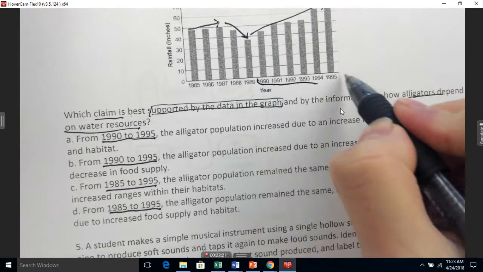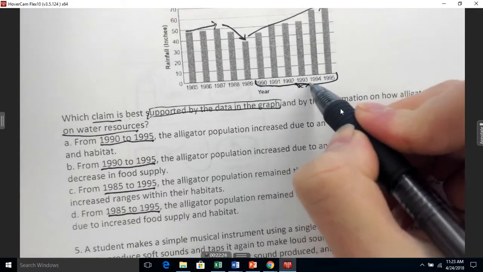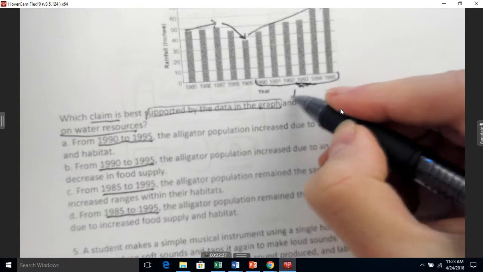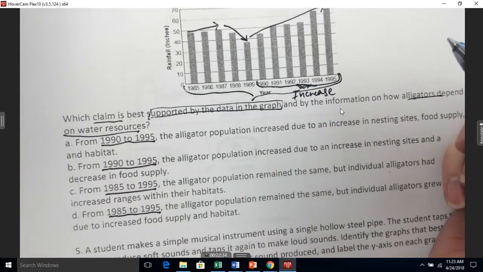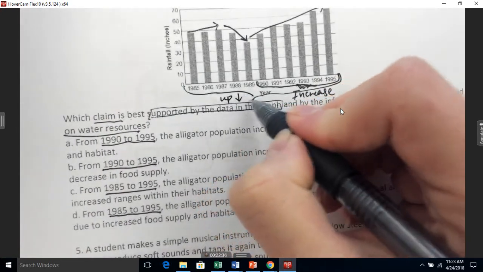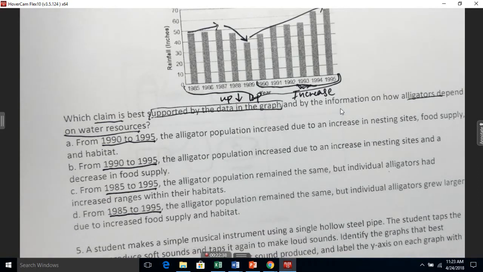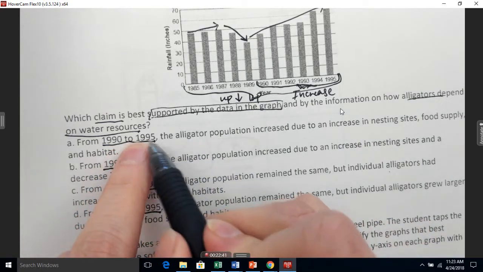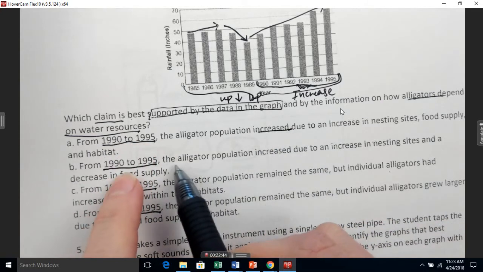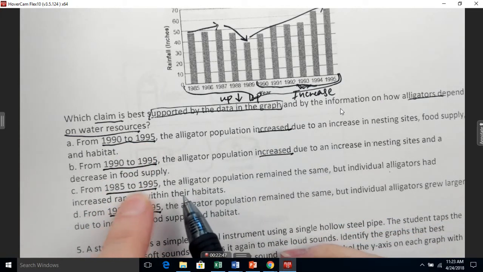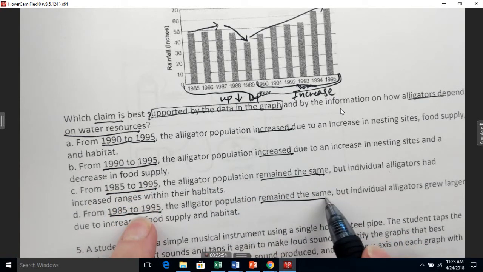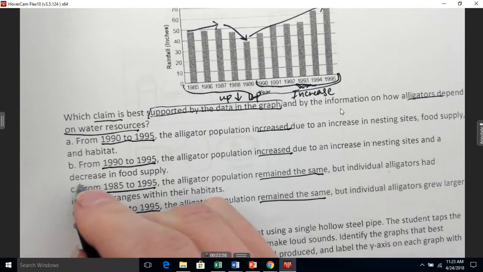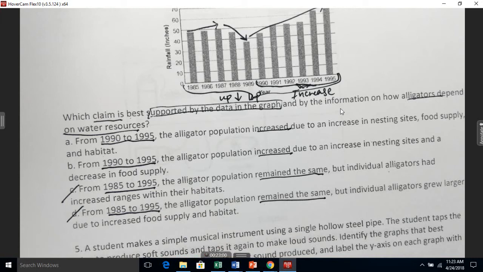First it tells me 90 to 95. So from there to there, what's happening? Increase. And then from here to here, what's happening? Up, down, up. So it says 90 to 95, alligator population increased. 85 to 95, alligator population remained the same. C and D are wrong. Who missed it? They chose C or D. Does it make sense now?